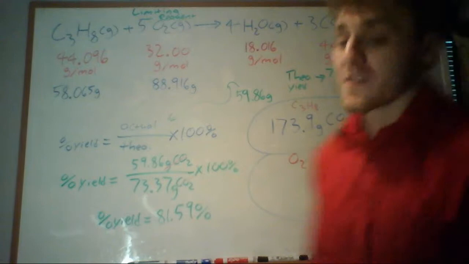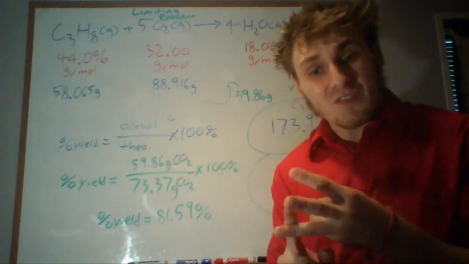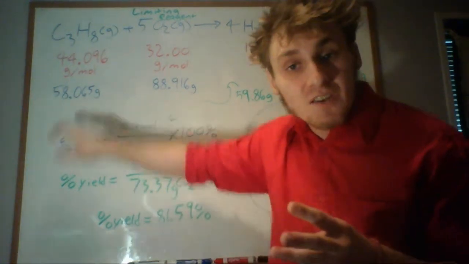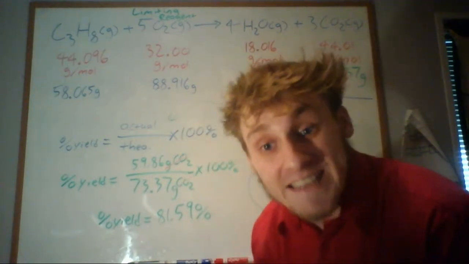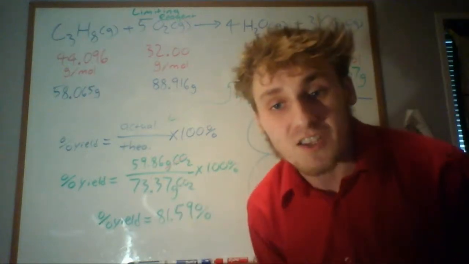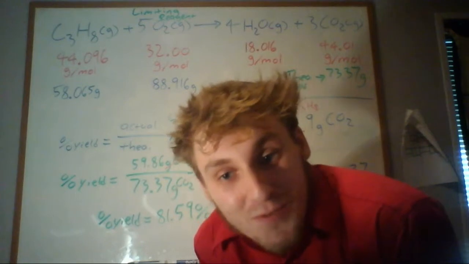All right, folks, there you have it. We talked about theoretical yield, percent yield, limiting reagent. I'm going to let you guys figure out the excess reagent here, although I will post the answer in the description. If you have any questions about anything I did in this video, or if I made some sort of math or calculation error, let me know. I just made this problem up like 5 minutes before the video was shot.